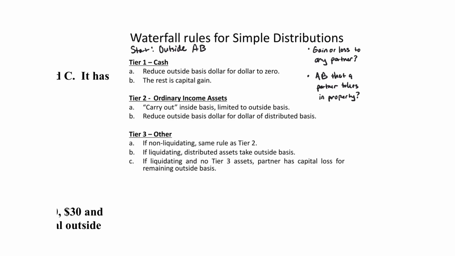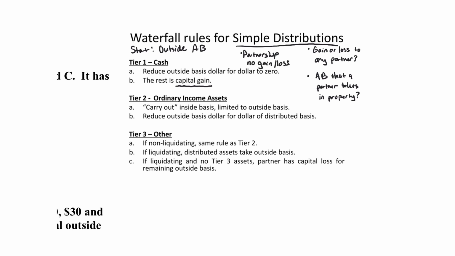Can't have differences. Now, if the outside basis we start with is not enough to cover the cash, then the partner is going to have capital gain. This is the only time in a simple distribution when a partner can have gain. Remember, in the simple distributions we're talking about, the partnership never has gain or loss. So no gain or loss to the partnership.